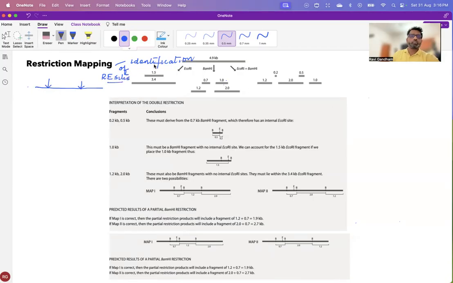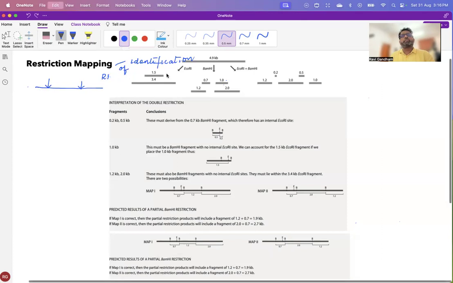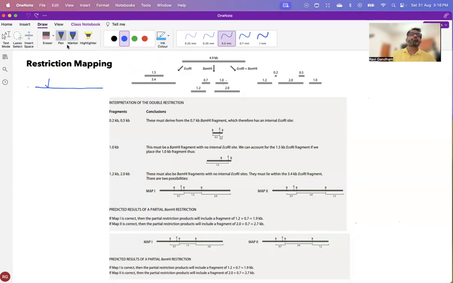So now we get into the detail of restriction enzyme mapping, right? We take a fragment of 4.9 kb here and digest it with EcoR1 first individually, and then BamH1 in an individual tube independent of the previous reaction, and then take both of them together and digest together in a separate tube. So there'll be three different reactions in three different tubes.